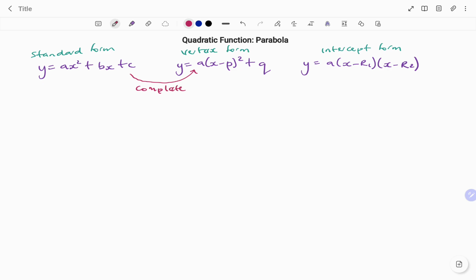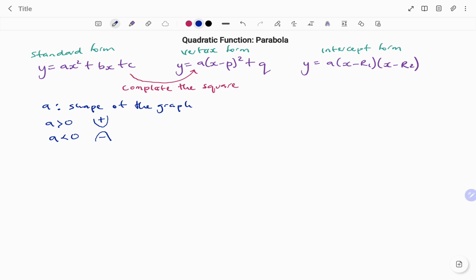Starting with your a, the value of your a determines the shape of the graph. That is, if the value of a is greater than 0, that is, if it has positive values, I'm going to be having a smiley face for my parabola. However, if I have the values of a less than 0, then I'm going to be having a sad face. That is, a has negative values.